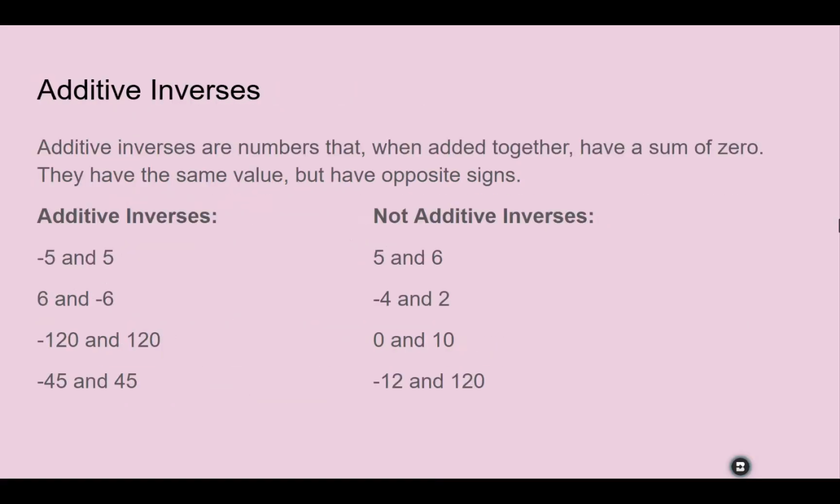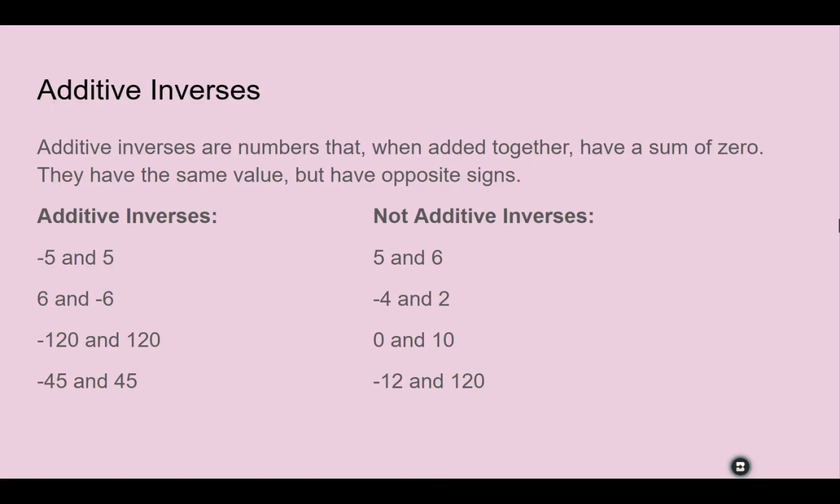Last topic to talk about is additive inverses. Additive inverses are numbers that, when added together, have a sum of 0. They have the same value, but they have opposite signs. Some examples of additive inverses include negative 5 and 5, 6 and negative 6, negative 120 and positive 120, and negative 45 and 45. Things that are not additive inverses include 5 and 6, negative 4 and 2, 0 and 10, negative 12 and 120.